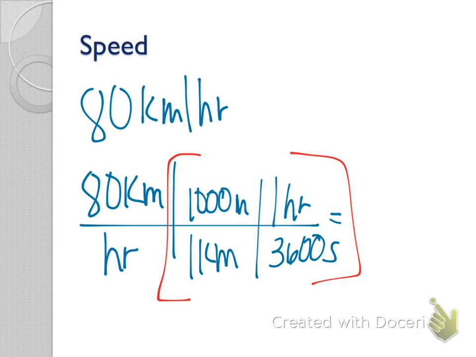A little more specific than that. 0.2778. 0.2778 is essentially what you get when you take 1,000 divided by 3,600. This is your shortcut. So anytime I give you a value in kilometers per hour and you need to go to meters per second, you multiply by 0.2778.